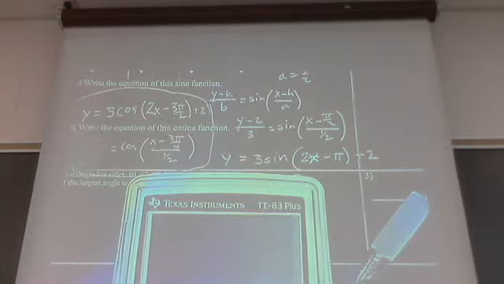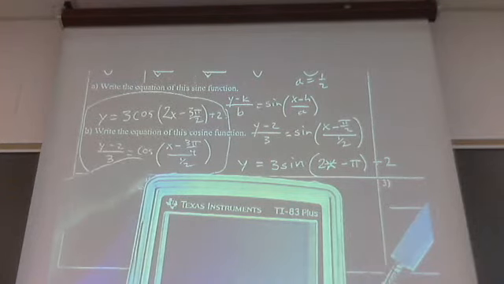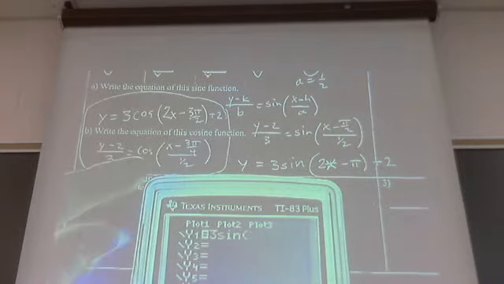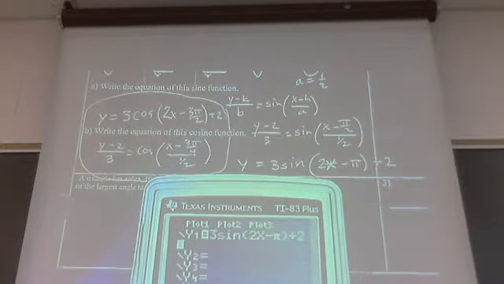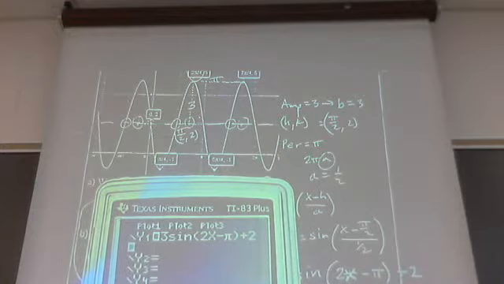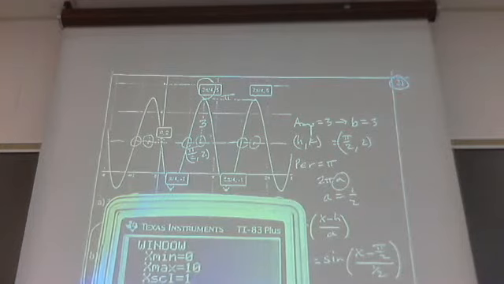It's the other equation right here for part B, the cosine function, because it's got the cos. That one's looking for A. Right. I just was running out of room. So 3 sine 2x minus pi plus 2. What would be a fantastic window to choose for this?